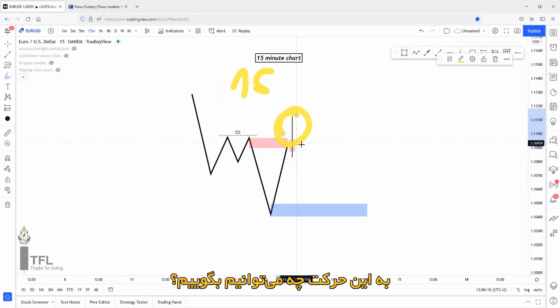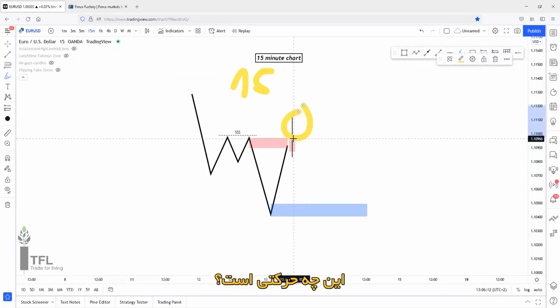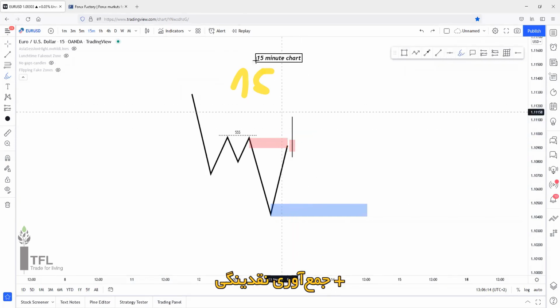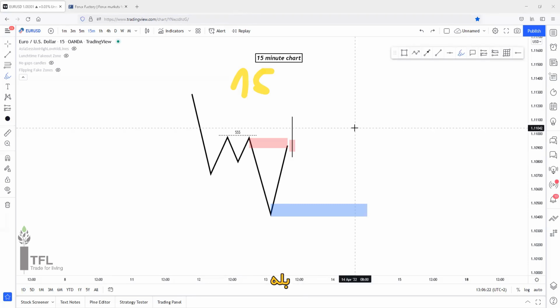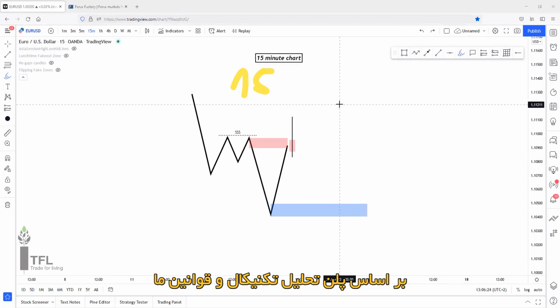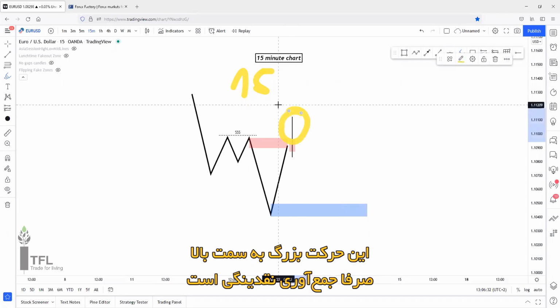How can we call this movement? What is this movement? Liquidity sweep. Sweep. Anyone else? Liquidity sweep, take out. Yeah. Basically, according to the actual plan and technical analysis and our rules, of course, this big movement to the upside is just a liquidity sweep.